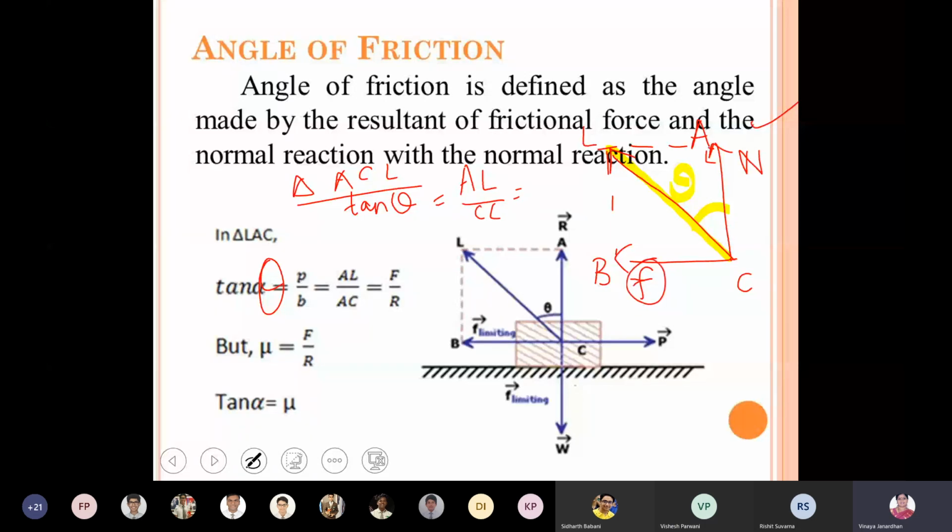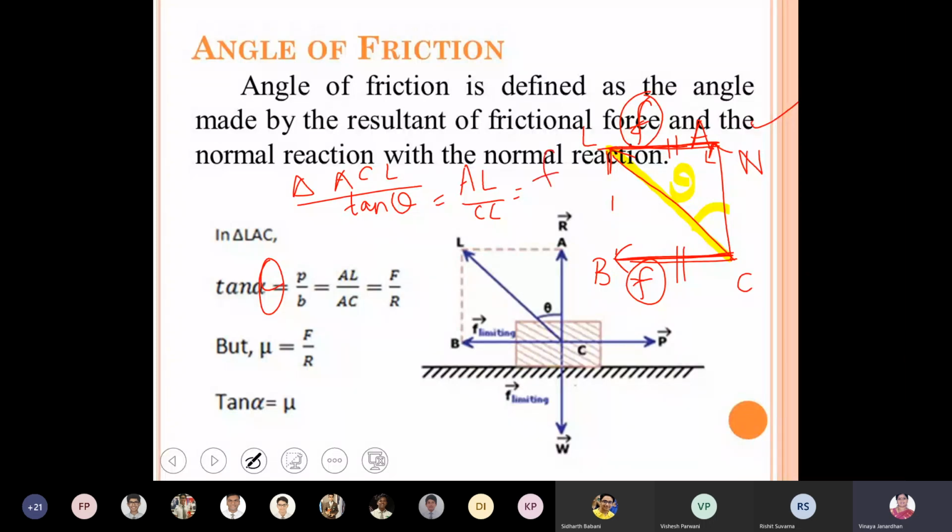Now look at this diagram. BC has a value of F. Naturally, AC will also have a value of the frictional force, correct? These two sides, boys, they are parallel, so I'll go for F.